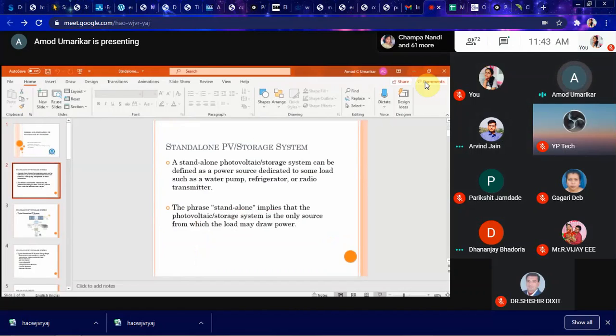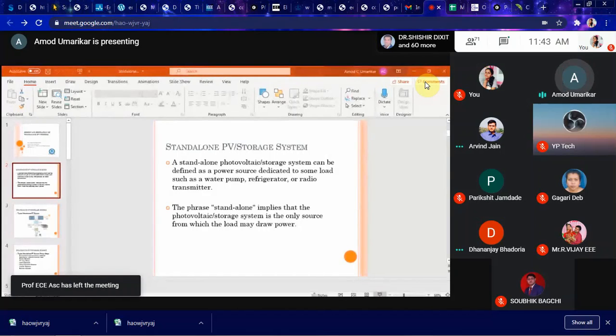Standalone definition: generally, a standalone PV system is a power source dedicated to some load, such as a water pump, refrigerator, or radio transmitter. This is a very vague definition. But mainly we understand from the term standalone that the PV or storage system, photovoltaic plus storage, is the only source from which the load may draw power. So standalone itself says that there is no other supply. Standalone can also be wind. Wind also can be standalone.